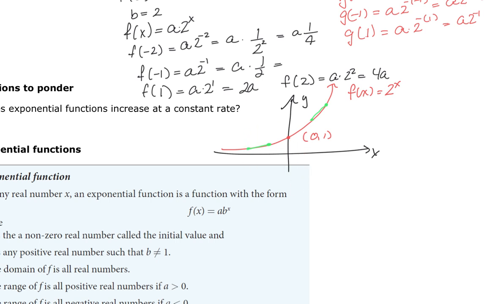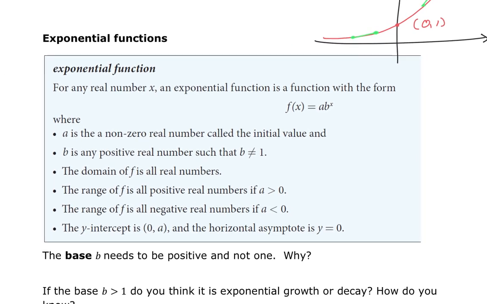It does grow at a rate that's proportional to its current value, which is growing at a rate of 2 times, or decreasing at a rate of 2 times depending on whether the x is negative or positive. So it does not have a constant rate of change, but it does grow proportional to its value. You're like, yeah, I don't get that yet. You will by the time we're done.